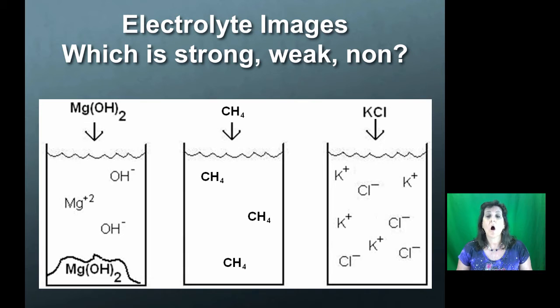Why is that one strong? Because it's all broken apart, it's all ions. All ions is strong. Strong, all ions. Okay, which one is weak? In the middle.